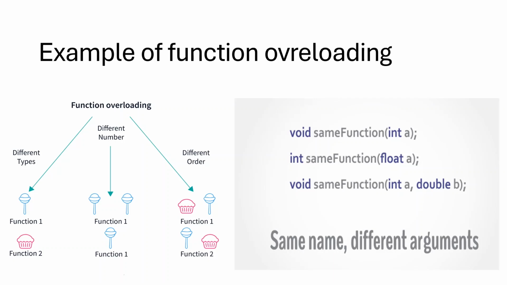That is, we have different function names, and inside the arguments, different data types can be used, or different numbers can be used, or a different order can be used. These are all different types. So this is a function overloading example.